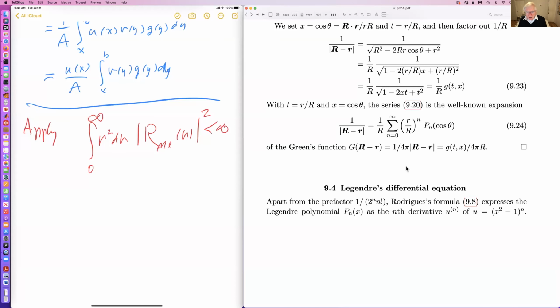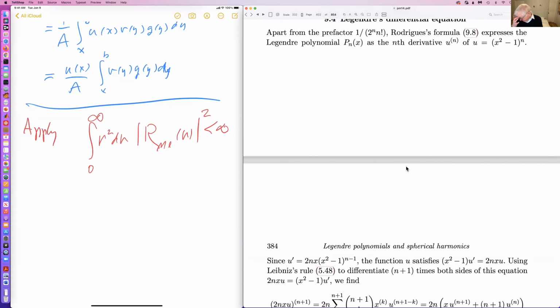Okay, Legendre's differential equation. It turns out we can, with these generating functions and sometimes with other tricks, uniquely define various special functions or orthogonal polynomials, but finding the differential equation they satisfy is sometimes more difficult. In this particular case, what one does is set u equal to (x squared minus 1) to the nth power. That basically is what goes into Rodrigues's formula.